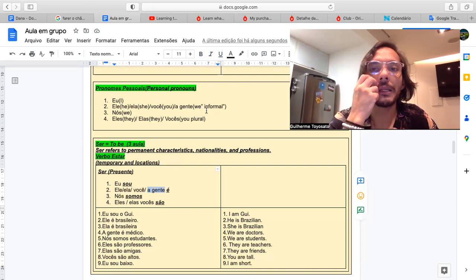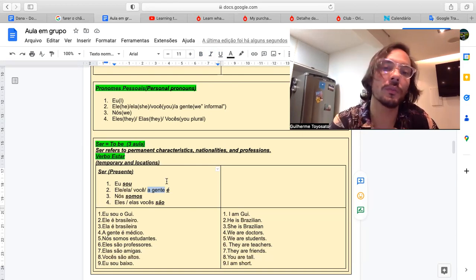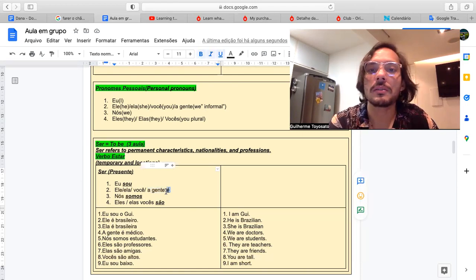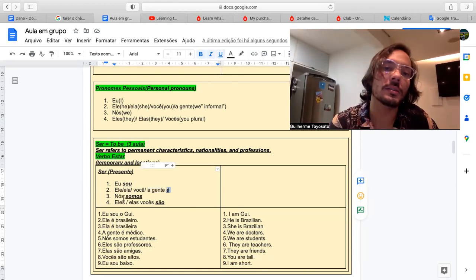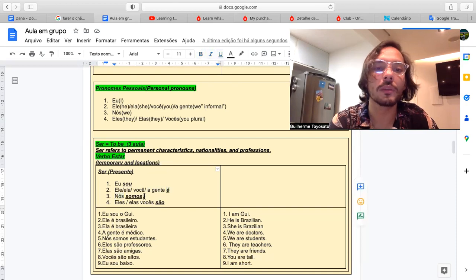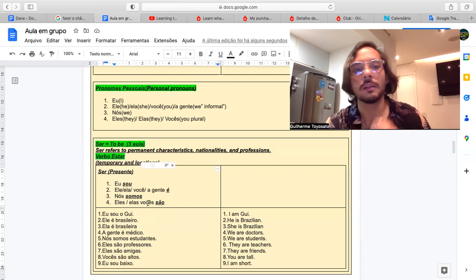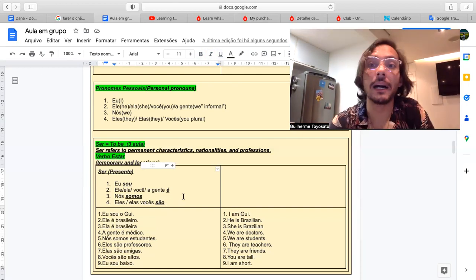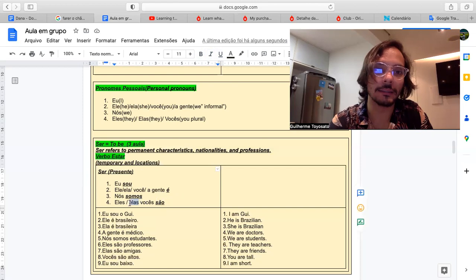For more than a gente, we, it's plural, but you conjugate it as singular. Okay? Next. Nós somos means we are. Next. Eles são. Remember, connect: São Paulo. Same here. São. Elas são.